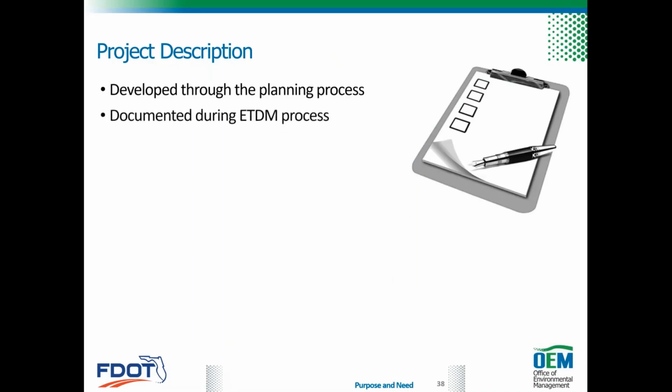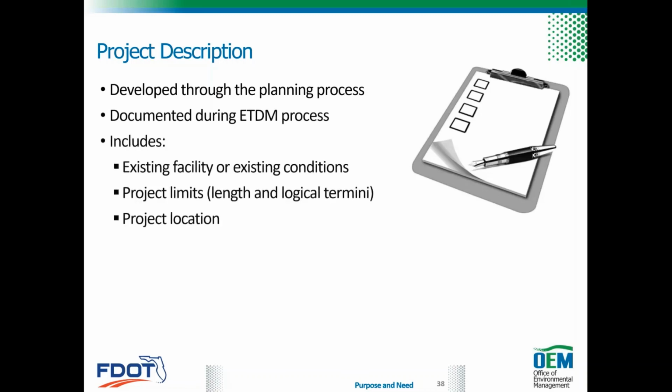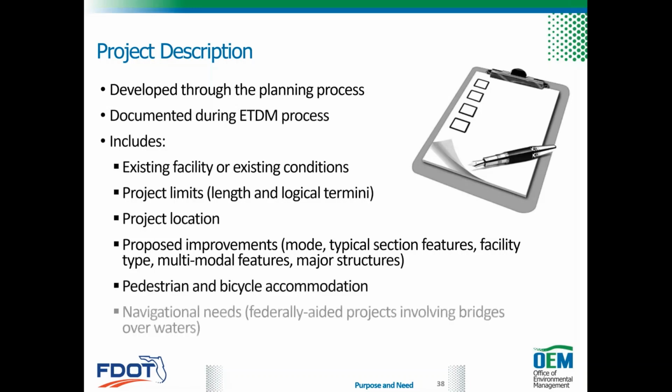It is used in the PD&E study and should be similar to the one used in the ETDM process. The project description briefly describes the existing facility and existing conditions. It includes the project limits, the project location, and the proposed improvements such as modes in typical section, facility type, multimodal features, major structures, so that the lead federal agency, also the resource agencies and the public can understand the scope of the project and its effects on the environment.